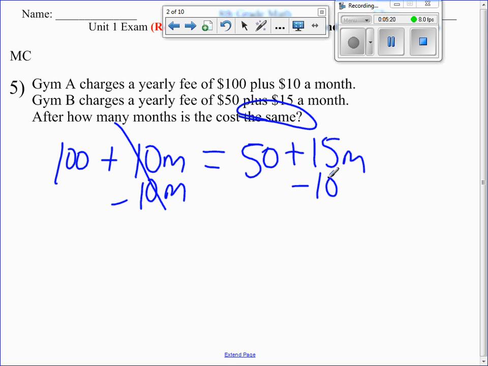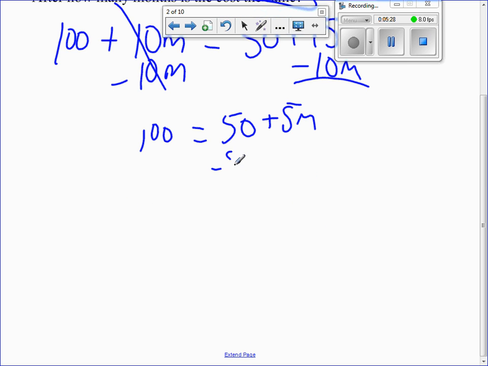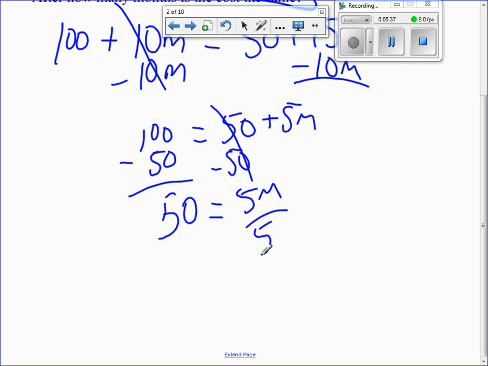So minus 10m from both sides. 100 equals 50 plus 5m. Minus 50 from both sides. 50 equals 5m. Divide both sides by 5. M equals 10 months.